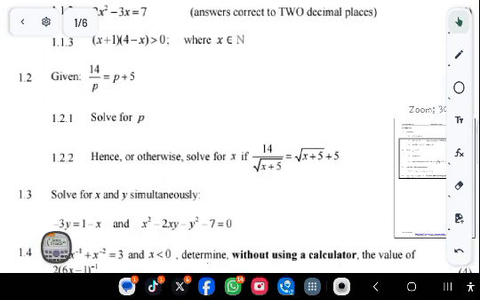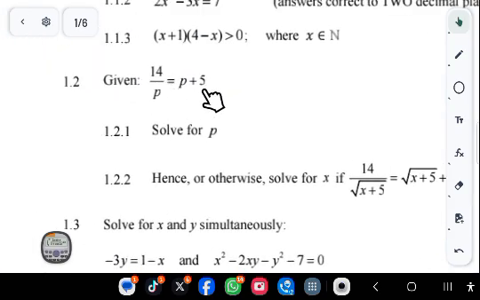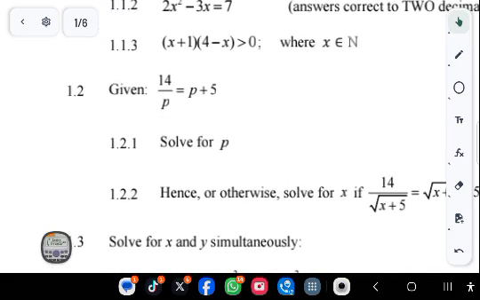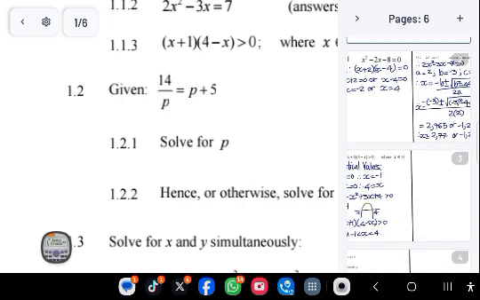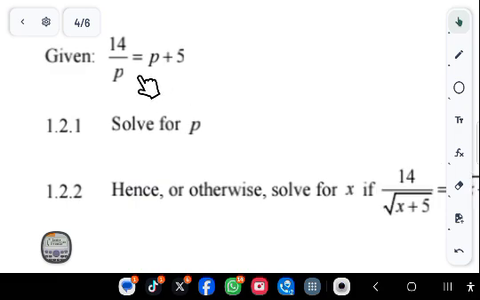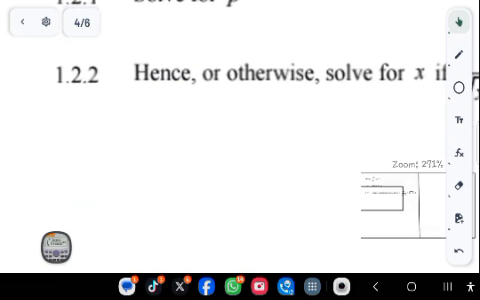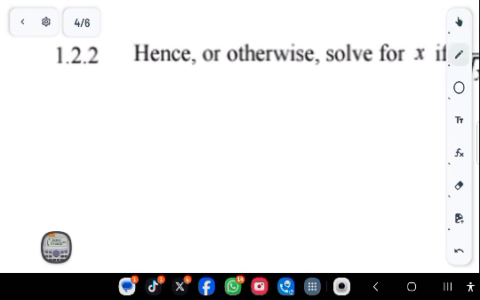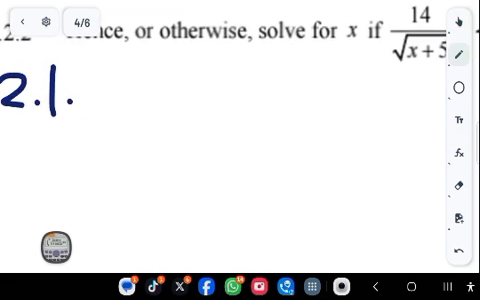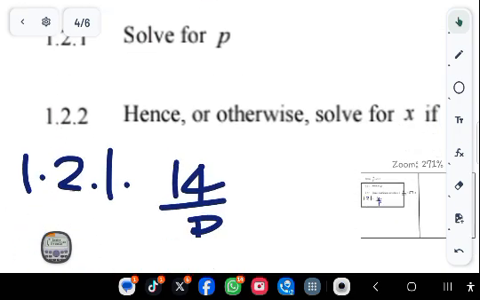That is 1.2. Given 14 over p equals p plus 5, solve for p. It's a fractional equation. A fractional equation becomes very easy to solve. Here's 1.2.1, the fractional equation: 14 over p equals p plus 5.